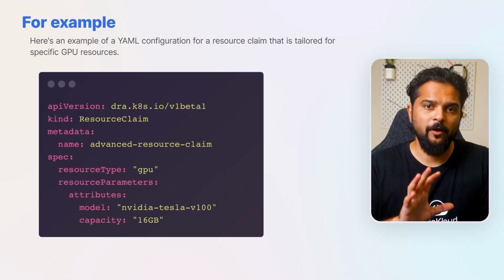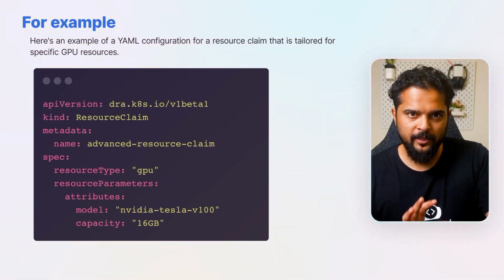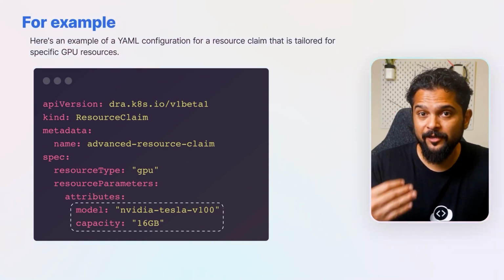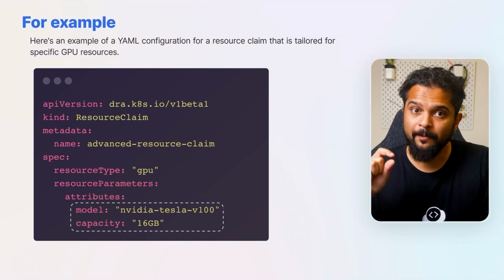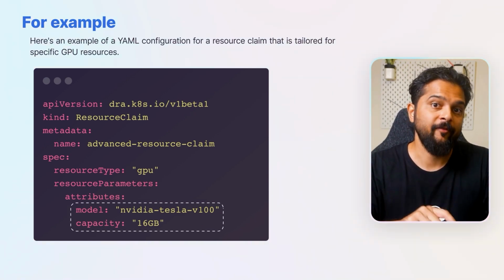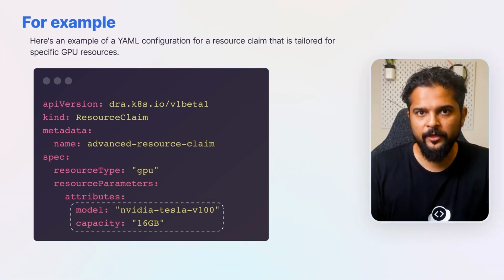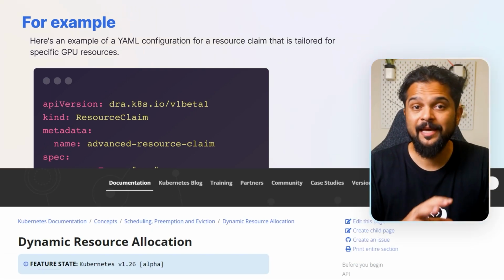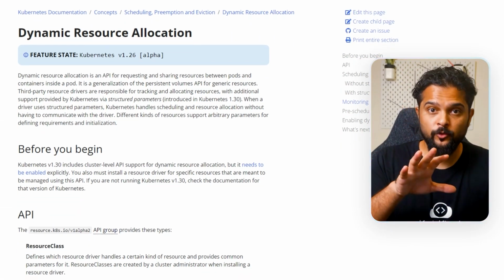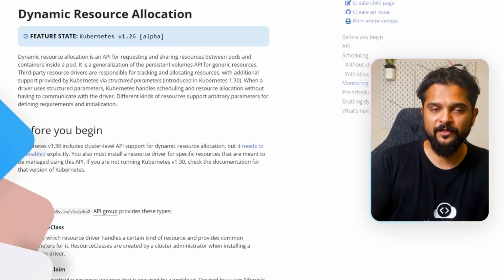So here's an example of a YAML configuration for a resource claim that is tailored for specific GPU resources. This configuration clearly specifies the GPU model and capacity, enabling the scheduler to efficiently match the resource with pods that require specific GPU capabilities, thereby streamlining the scheduling process. The dynamic resource allocation, or DRA, was introduced in Kubernetes 1.26 release and still is in alpha stage.